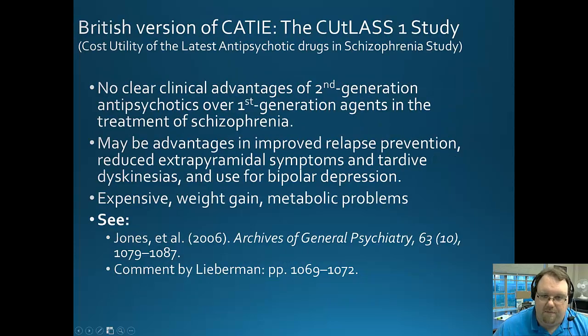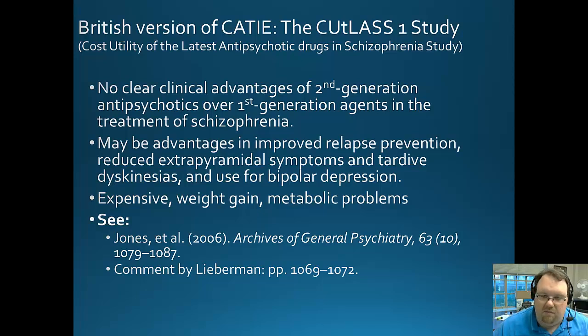And that's backed up by another study. This is the British version of the same study. And what they found is no clear clinical advantage of the second generation antipsychotics over the first generation agents in terms of treating schizophrenia. Now, there may be some advantages in relapse prevention. Obviously, lower extrapyramidal side effects, tardive dyskinesia. So there are some advantages.